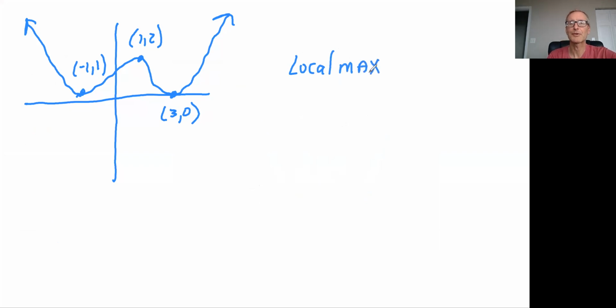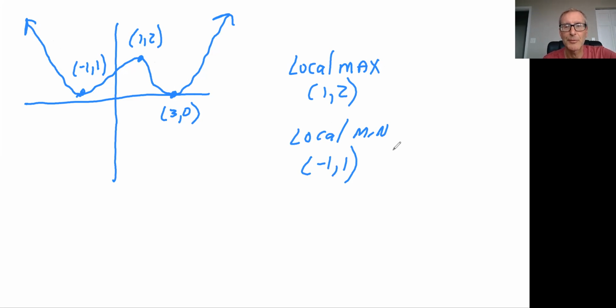So a local max occurs when you increase, so you're coming up here, and then you decrease. So you could see that point number one, x equals 1, y equals 2 is a local max. And then these two are local mins. We're decreasing down to -1, and then we turn and start increasing again. So the local mins will be -1 and 1. And down here, it would be 3 and 0.